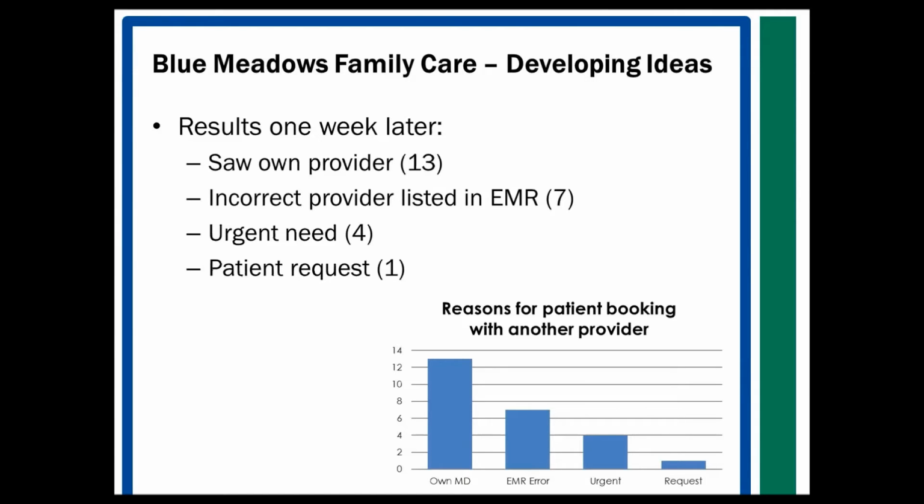Maureen returned to the improvement team one week later with her results. Of the 25 that she looked at, 13 did in fact see their own provider. Seven had an incorrect provider listed within the EMR. Four patients saw another provider because of an urgent need, and in one case there was a patient request to see a different provider. Presenting this to her team, she generated the chart that's on the bottom of the page.